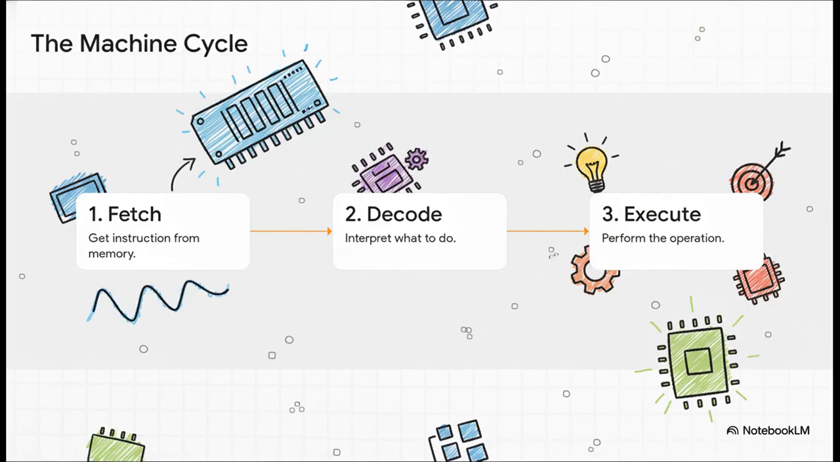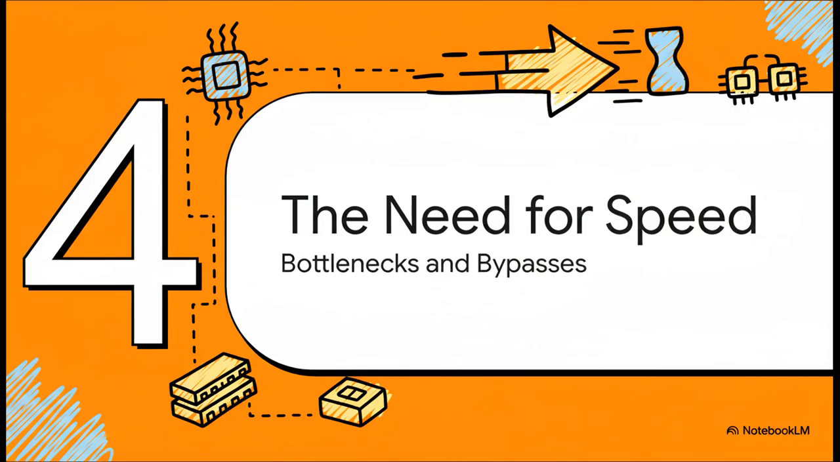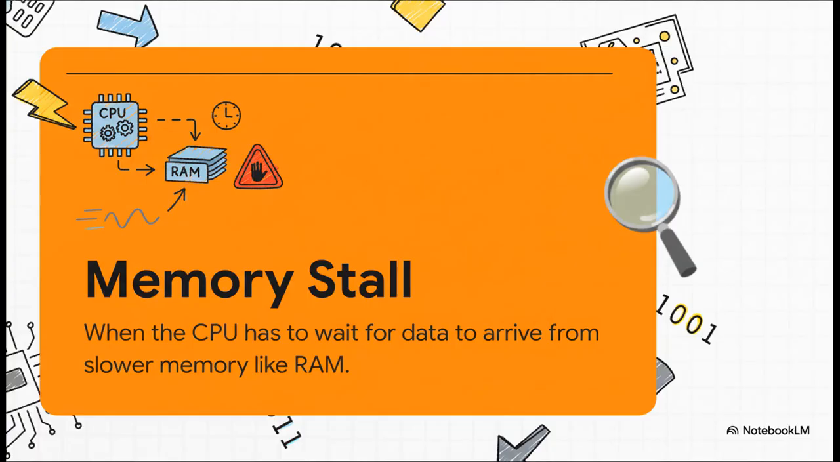That is the fundamental heartbeat of your computer, and it repeats billions of times every single second. So this brings us to a huge conflict in the world of computer design. The CPU is ridiculously, mind-bendingly fast, but it's always needing to get data and instructions from RAM. And compared to the CPU, RAM is actually kind of slow. This mismatch in speed creates something called a memory stall.